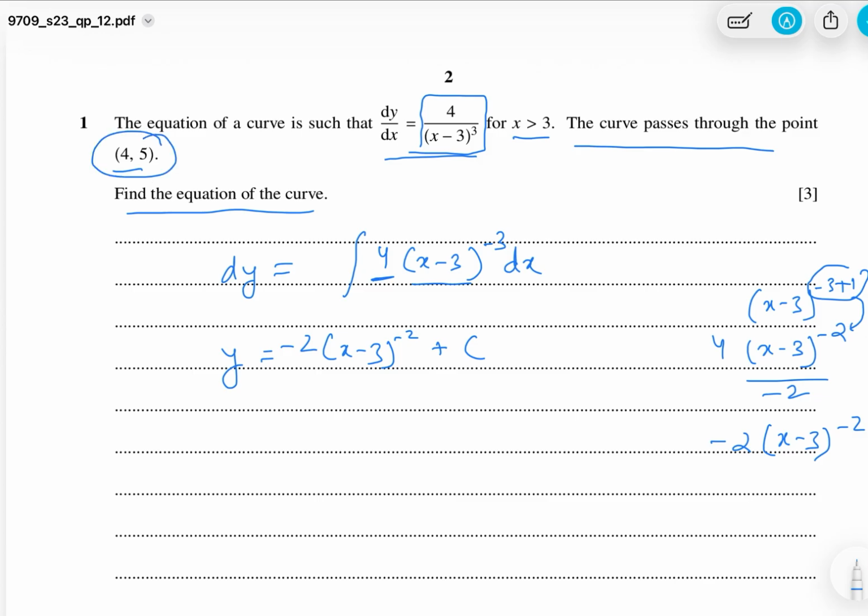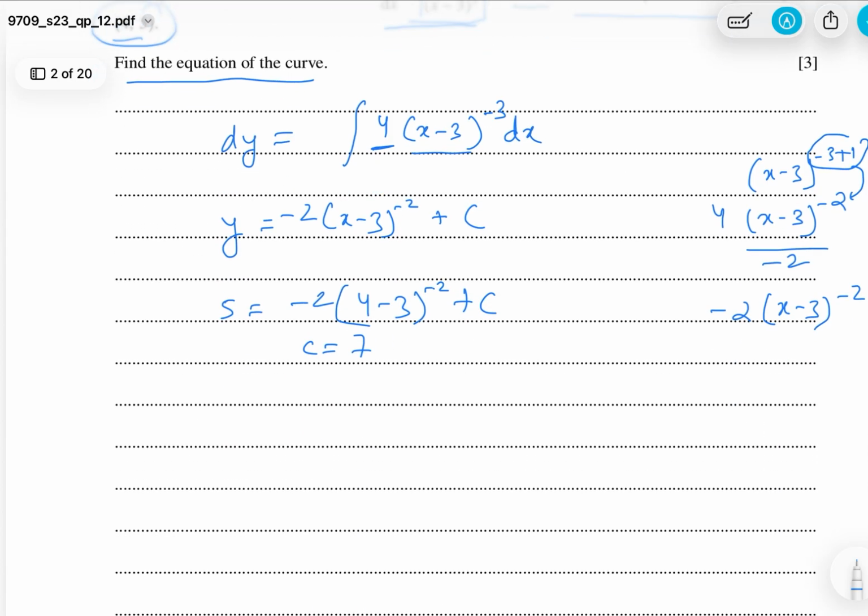For that I have been given additional information, that is (4, 5). So we will substitute: y equals 5 equals minus 2(4 minus 3) to the power minus 2 plus c. We will get c equals 7. Got this one? So our equation would be y equals minus 2(x minus 3) to the power minus 2 plus 7. Till now all good? Don't worry, the situation will change later on. So just tighten up your seat belts and be with me.